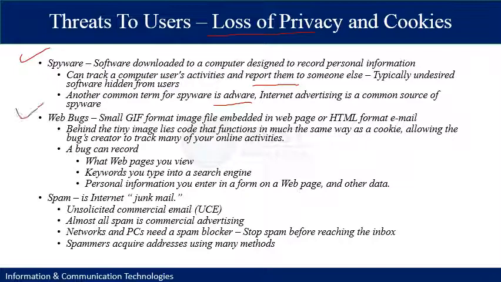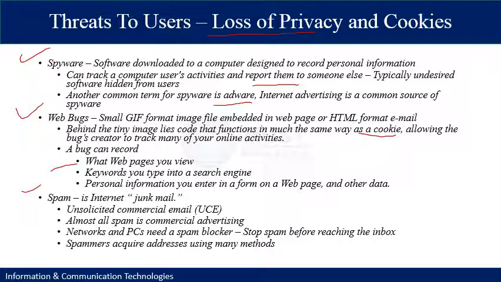So you can also have some web bugs. These are small GIF format image files embedded in a web page or an HTML format email, and behind that tiny image there lies a code that functions in much the same way as a cookie, allowing the bug creator to track many of your online activities. So a bug can record what web pages you view, it can record the keywords you type into a search engine, and it can record personal information that you enter in a form on a web page and other data.